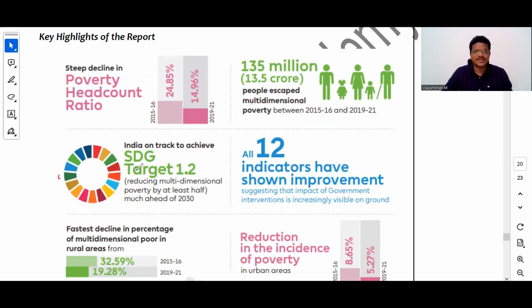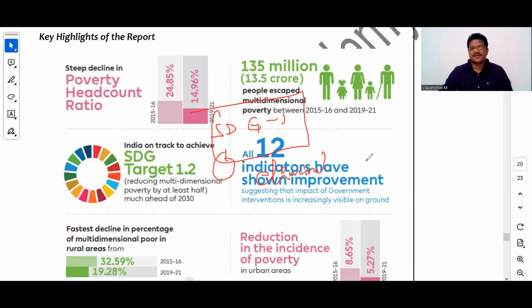And India is on track to achieve sustainable development goal target of 1.2. And what is this sustainable development goal target of 1.2? To reduce multidimensional poverty by at least half by 2030. Sustainable development goal 1 says you need to eliminate poverty, poverty in all its forms.